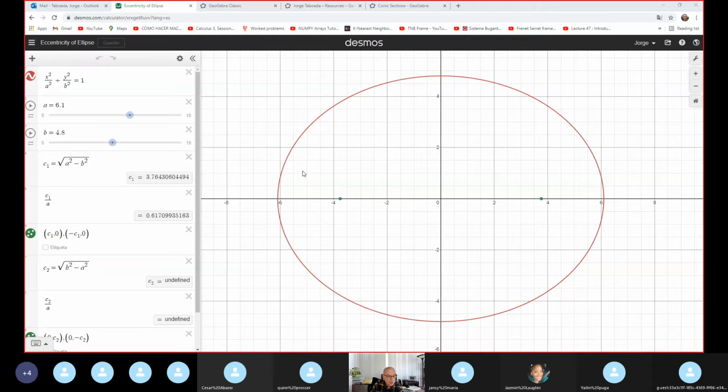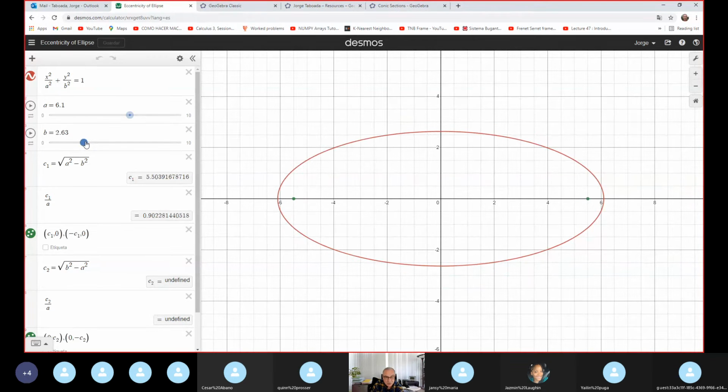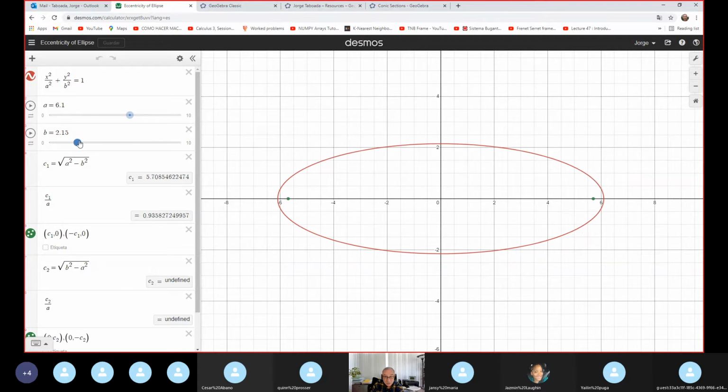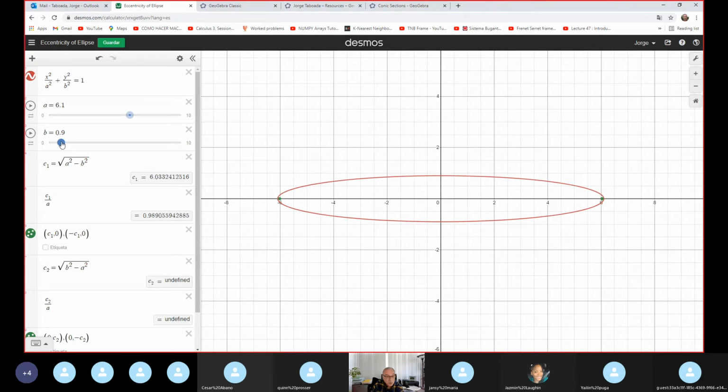Eccentricity is the parameter that states the relationship. Look, this is a, this is b. Suppose in this case the eccentricity is 0.61. Okay, suppose that I decrease b a little bit. Wow, do you see how the foci, the green point, is moving away from the origin, the center in this case? So the eccentricity, you see it is 0.93, no? 0.93, it's almost 1, 0.98, okay?